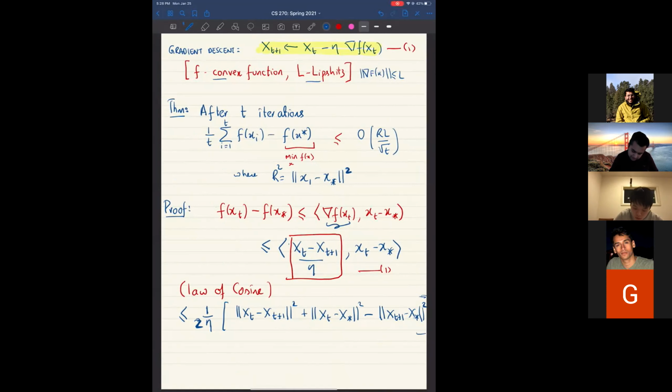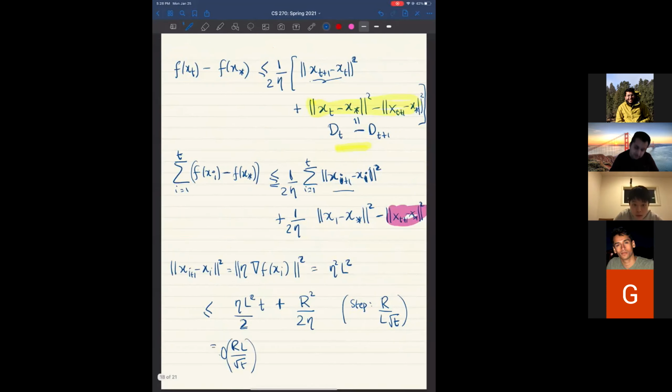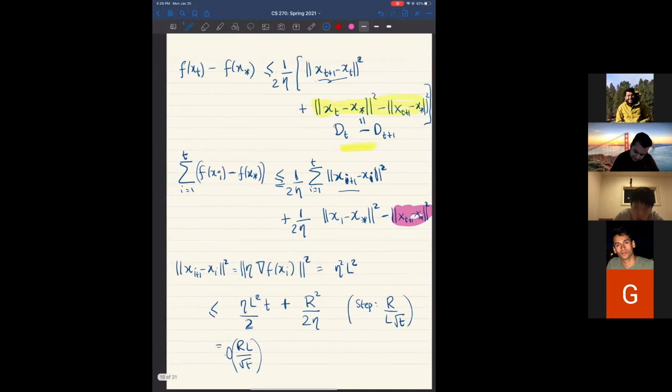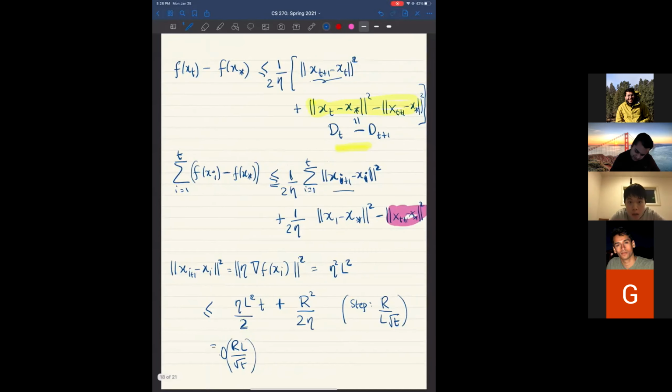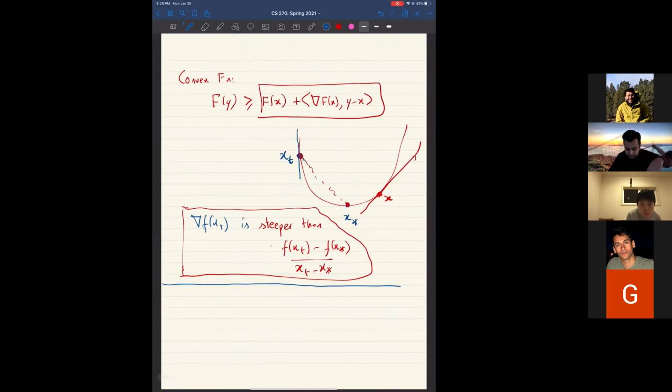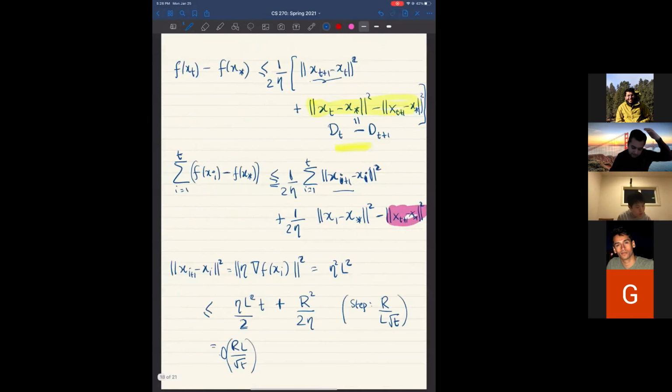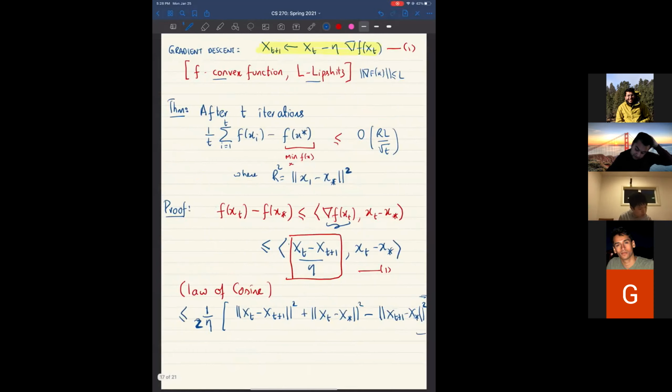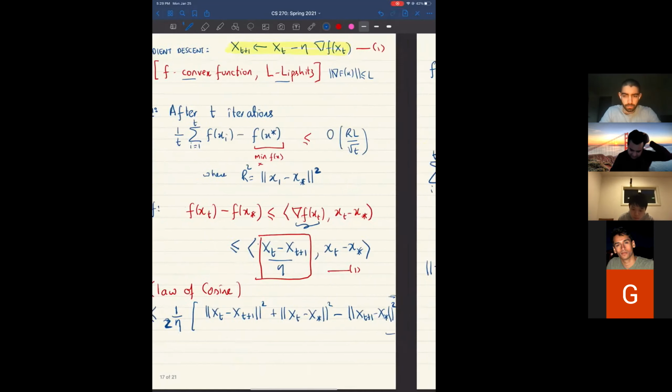You see that it's fairly symbolic, but there are very few critical steps. I guess the most critical thing to remember is this fact that at any point the gradient is steeper than this value. That's your certificate that you can make progress, and that's what we started with. That's our first step in this proof. Afterwards, there's a little bit of symbolic manipulation.